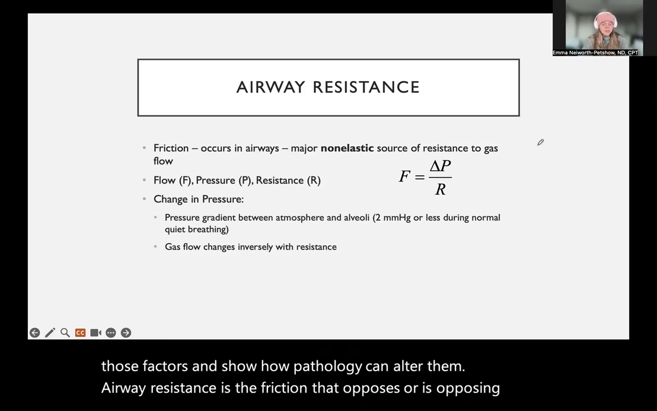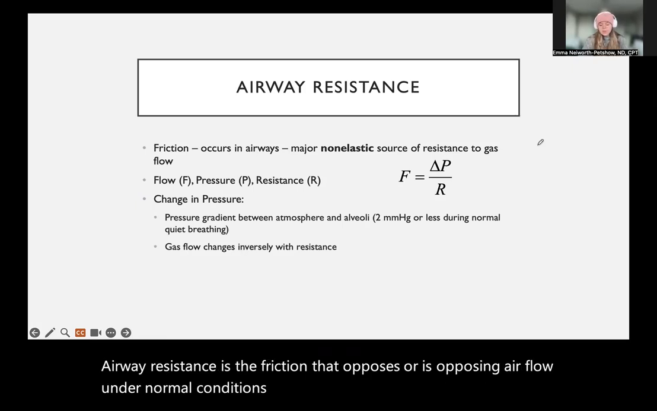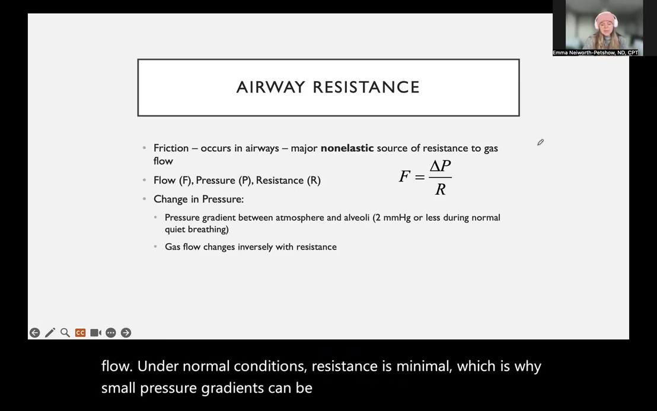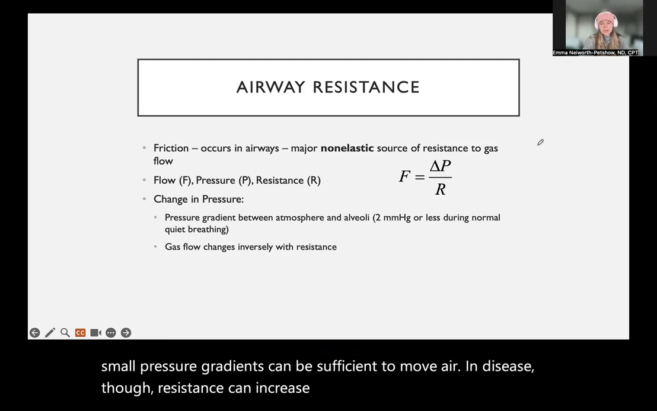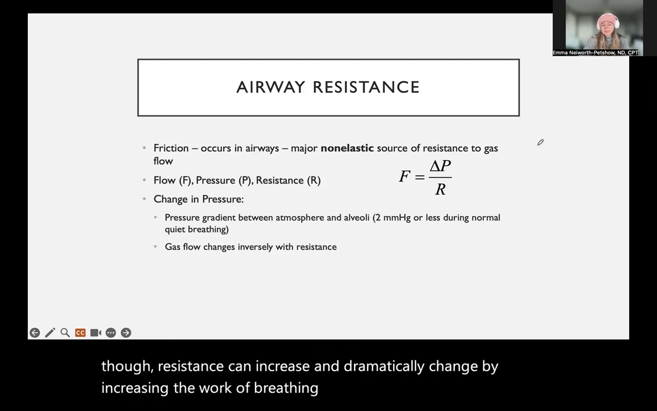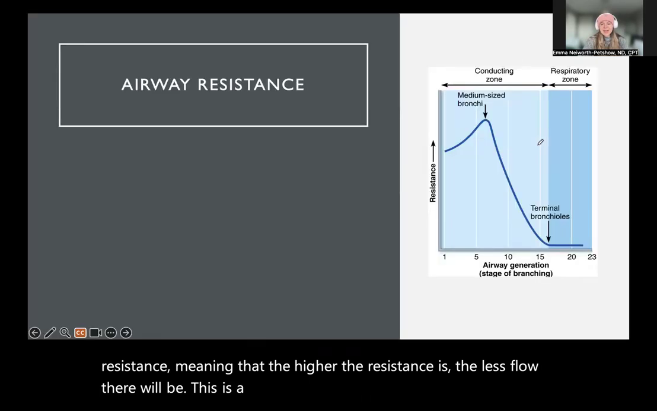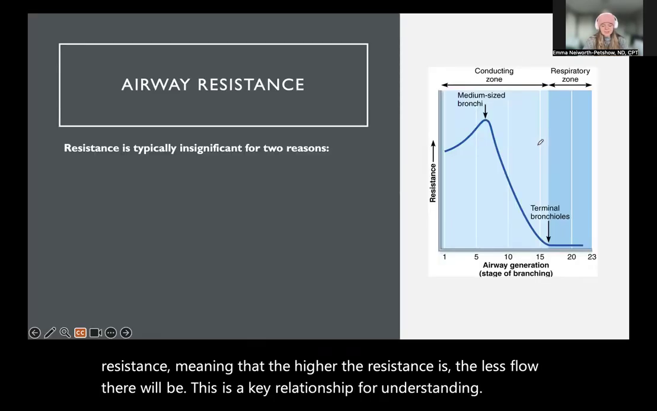Under normal conditions, resistance is minimal, which is why small pressure gradients can be sufficient to move air. In disease, though, resistance can increase and dramatically change by increasing the work of breathing. Flow is inversely proportional to resistance, meaning that the higher the resistance is, the less flow there will be. This is a key relationship for understanding obstructive pulmonary disease.